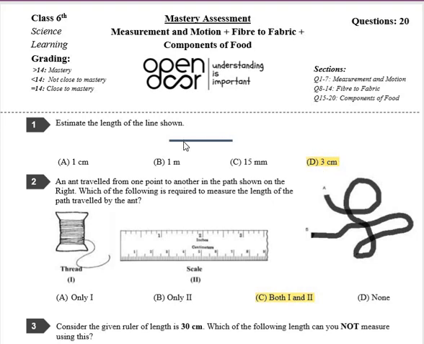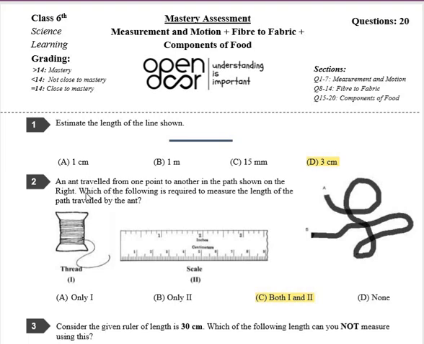Why? Because when you compare this line with the scale, you will find that the length cannot be 1 centimeter. 1 centimeter is quite small. When we talk about 1 meter, it will be quite long, so it cannot be 1 meter either. Option C, that is 15 millimeter, is very small, so it cannot be 15 millimeter. So the length of the line will be 3 centimeter, and the appropriate answer will be 3 centimeter.